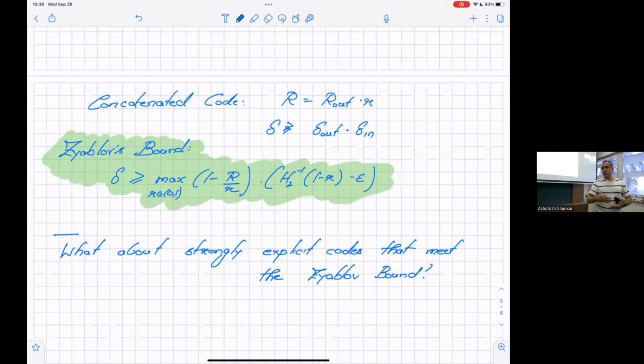You could come up with a strongly explicit code by taking Reed-Solomon, going another level of Reed-Solomon, making the input size log n, and then doing brute force search over there. That's what that is for. It will give you a strongly explicit code, but it will go considerably below the Zyablov bound. So there are two levels.